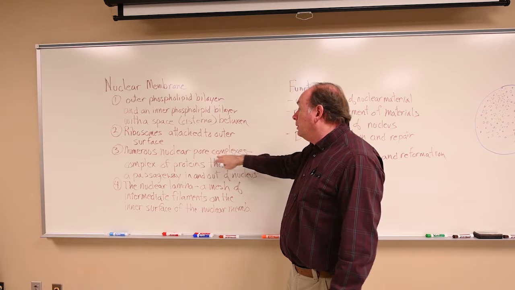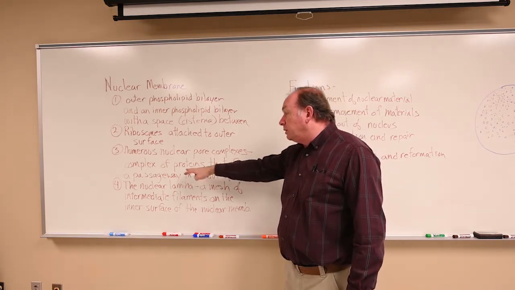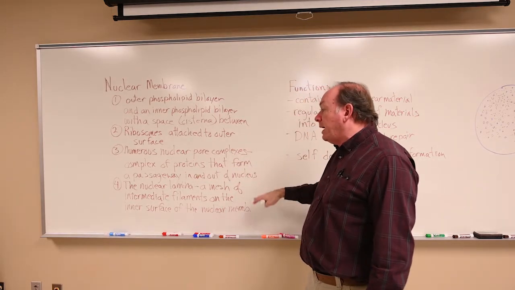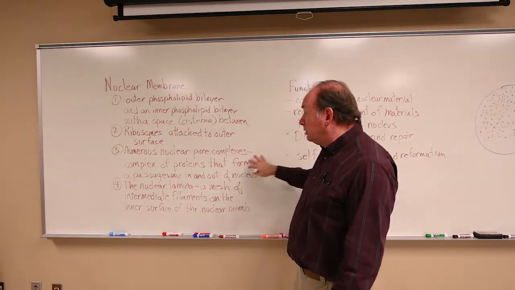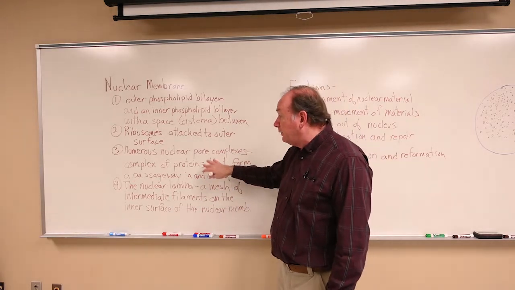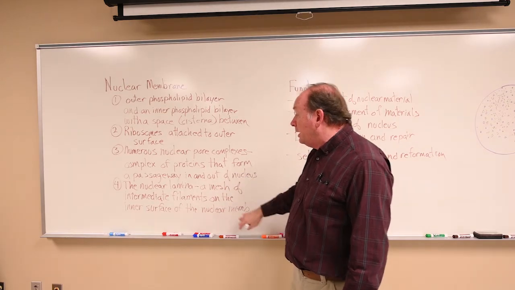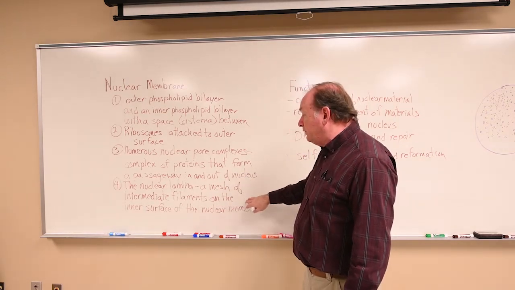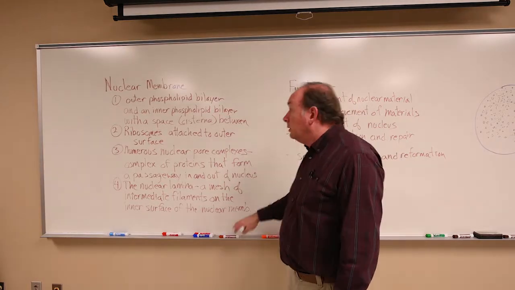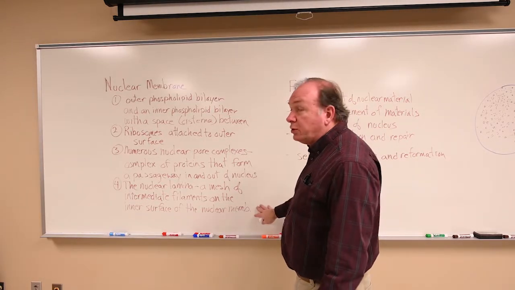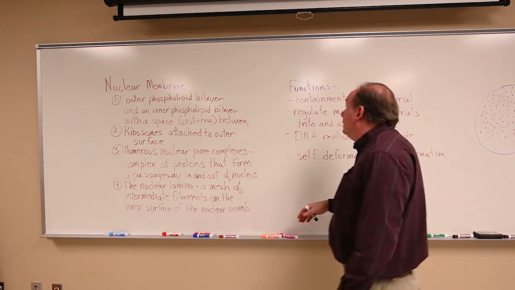There are numerous nuclear pore complexes, which are complexes of proteins that form a passageway into and out of the nucleus, a little doorway, essentially, a passageway in and out. And there's a nuclear lamina, a mesh of intermediate filaments on the inner surface of the nuclear membrane. So those are the elements of the structure. We've already seen that in the drawing.